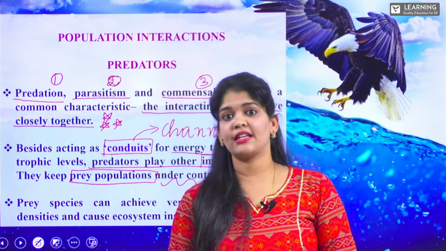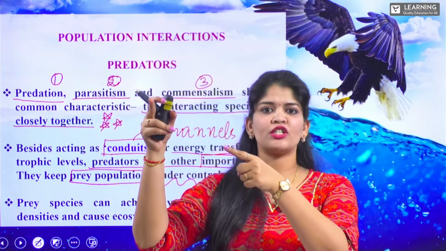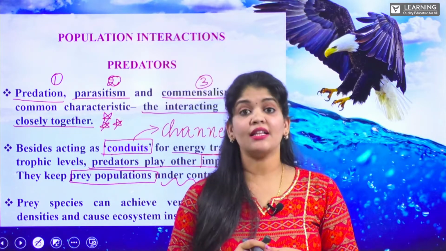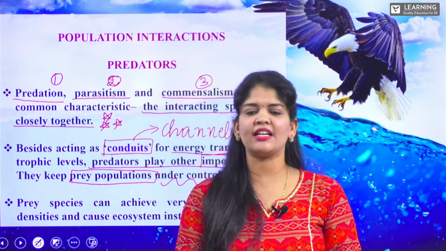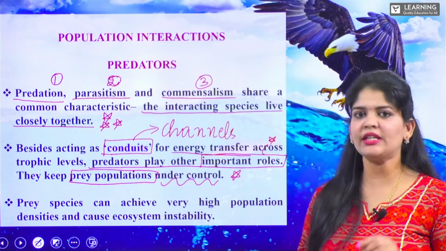As the predator number is very low, there is an increase in the population size of the deer, which leads to instability. Therefore, it is very important that the presence of the predator keeps the population of the prey under control. This is also one of the important roles.